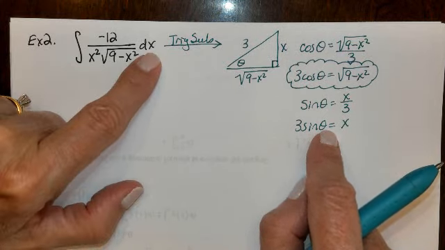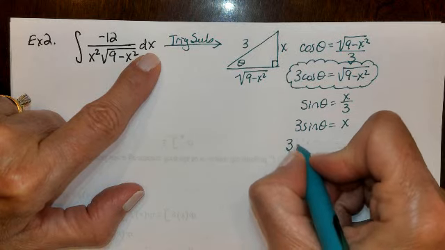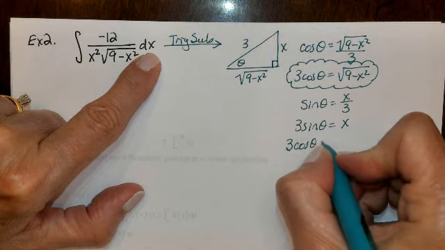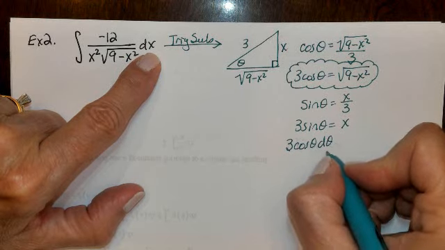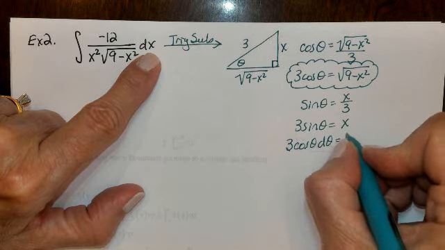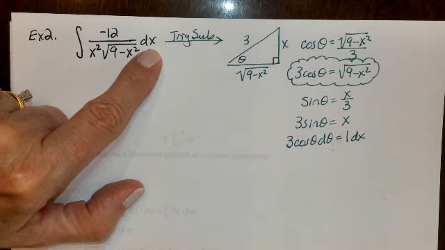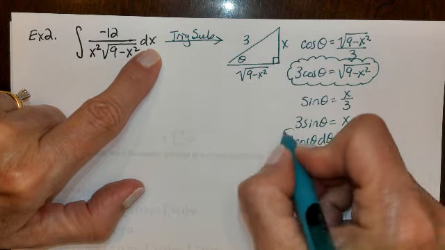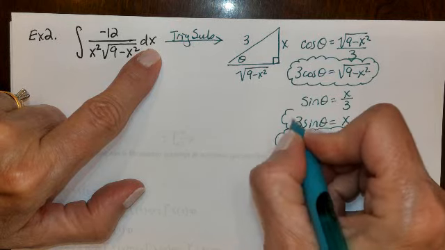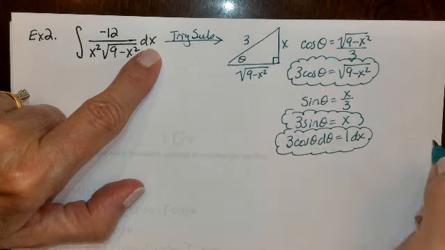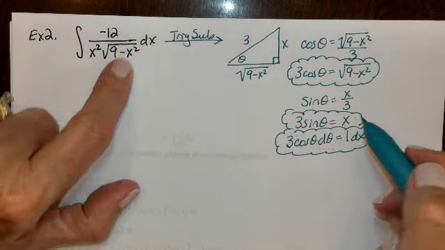I still need dx, so I'm going to take the derivative of both sides with respect to x. I'm going to have 3 cosine theta d theta dx is equal to 1, and now I'm going to multiply by the dx, right? So now I have something to put in place of the dx. I forgot to bubble this one. That's what I'm putting in place of the x. So I have all 3 things to sub in.